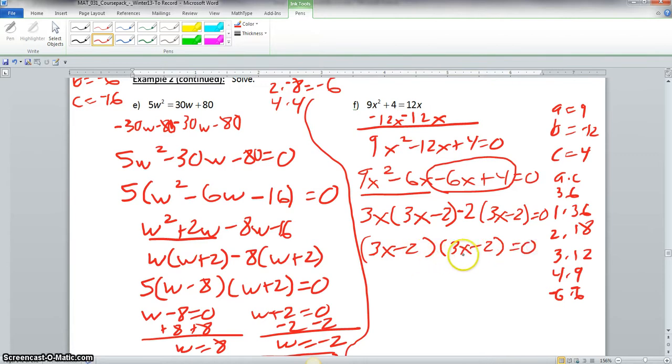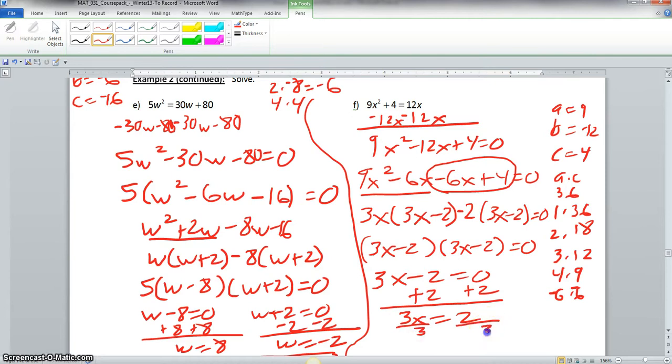Now if you notice, both of these parentheses are the same, so that means we only have to set one of these parentheses equal to 0 because we're going to get the same answer. So we have 3x minus 2 equals 0, and we add 2 to both sides. We have 3x is equal to 2. Divide each side by 3, and x is 2/3. And that is our final answer.